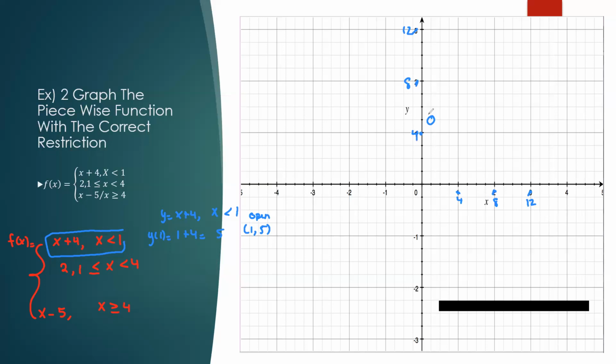Okay, then what? Our slope is 1 and my b is 4. So you start at 0 comma 4 and then you go up 1, right 1, you have a point here, up 1, right 1. You could also go down 1, left 1, right? So you're going to get this graph.